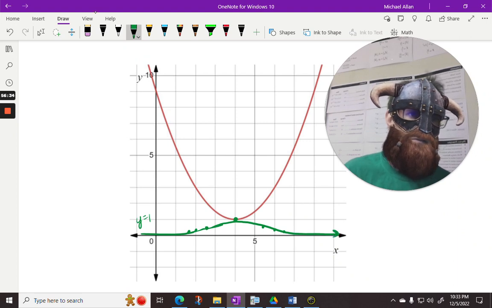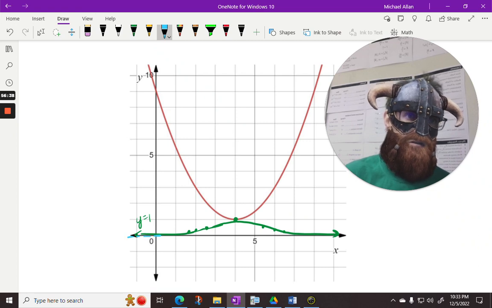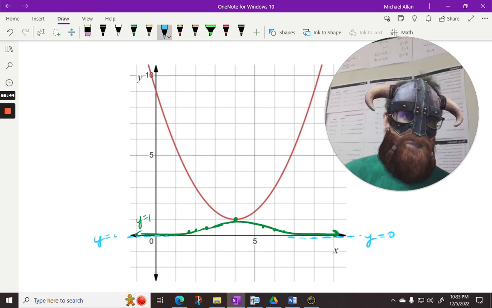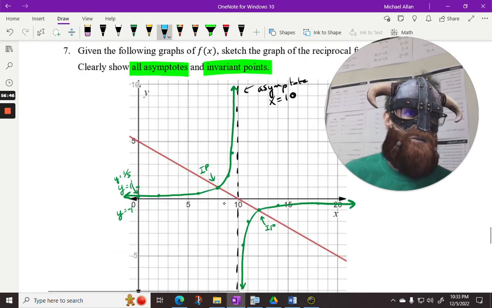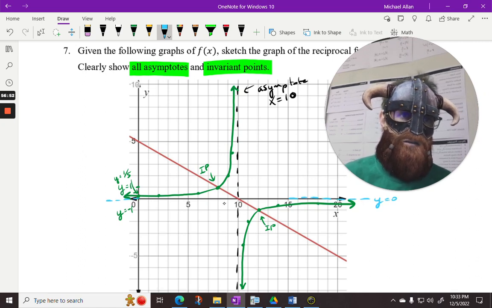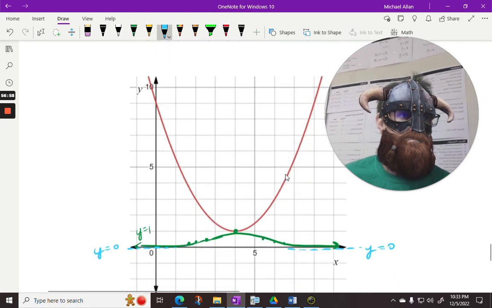Okay, oh yeah, I forgot to label my horizontal asymptotes. So I got a horizontal asymptote at y is equal to 0 on both sides here. All right, I probably should go back and do that for these ones here too. So y is equal to 0, my horizontal asymptote, and another one at y is equal to 0 here. These little dotted lines indicate that for me.